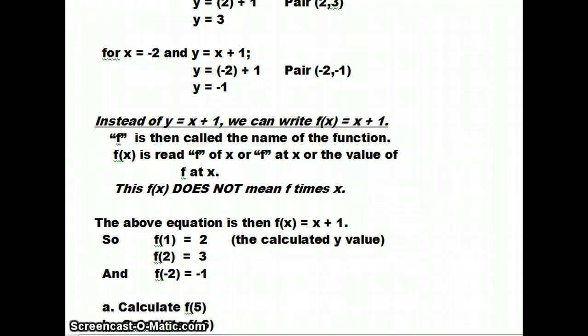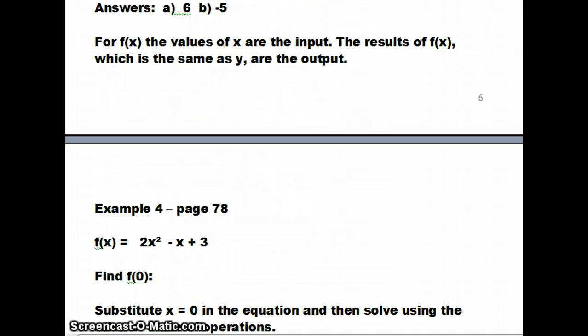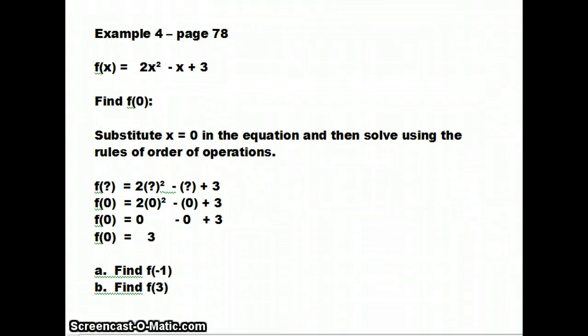So what I'd like you to do then is calculate f of 5. That means you're going to let x equal 5 and then figure out what y has to be, and then secondly calculate f of negative 6. So you can pause the video and try those problems. You should have gotten answers for A of 6 and B of negative 5. The values of x are the input and the results of it, which is the same as y, are called the output.